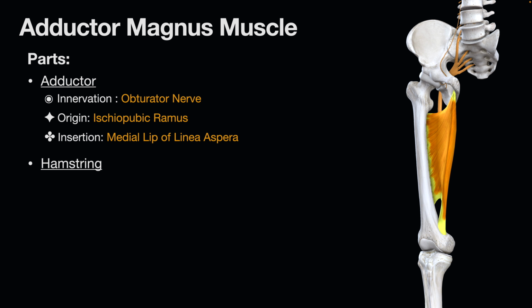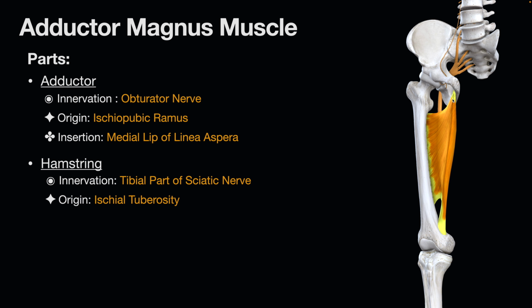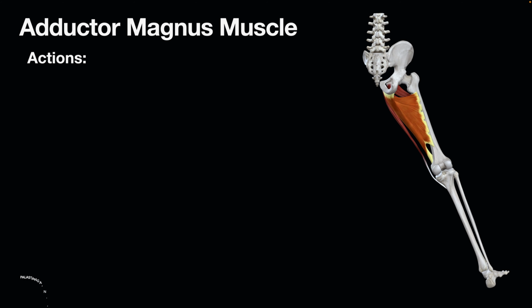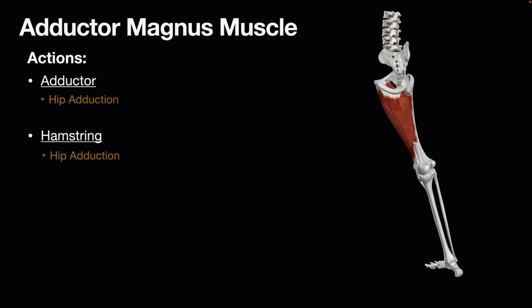The hamstring part, sometimes considered part of the hamstring group of muscles due to their shared innervation by the tibial component of the sciatic nerve, originates from the ischial tuberosity and descends towards the lower end of the thigh. It ends in a round tendon and inserts at the adductor tubercle on the medial femoral condyle. Both parts of the adductor magnus muscle are responsible for adduction of the hips.